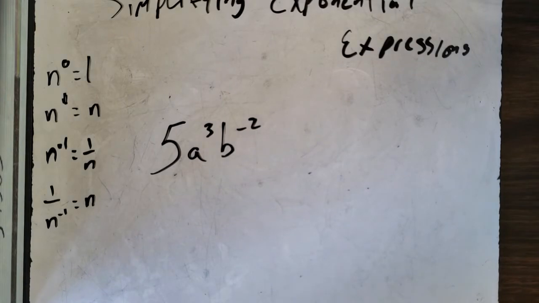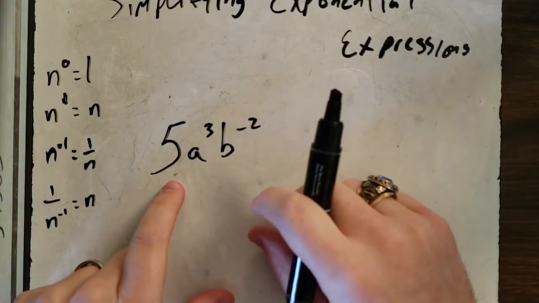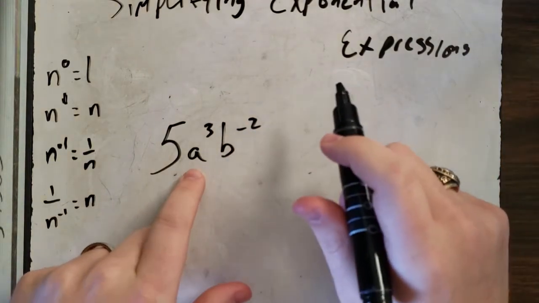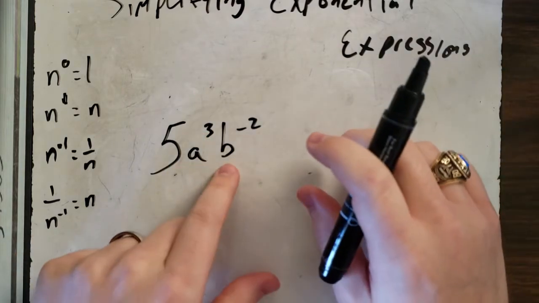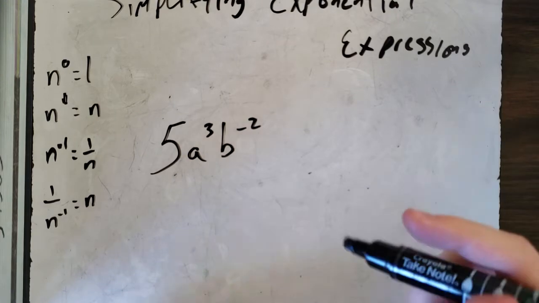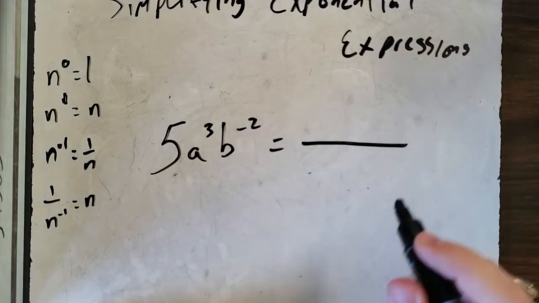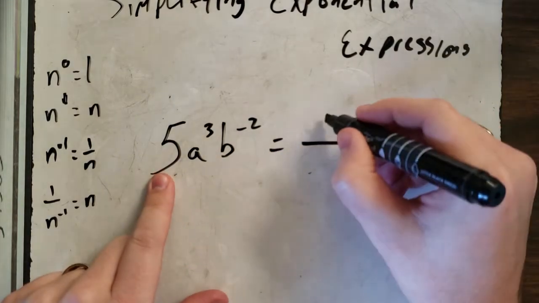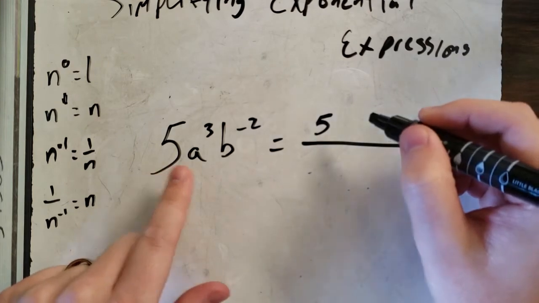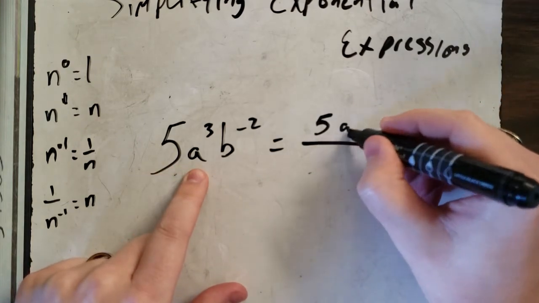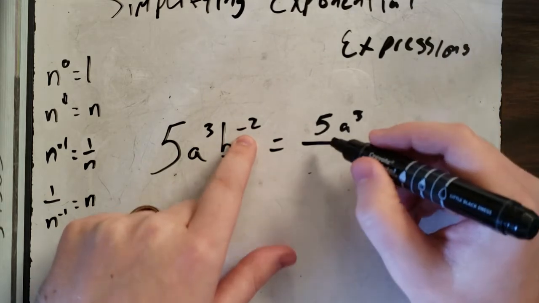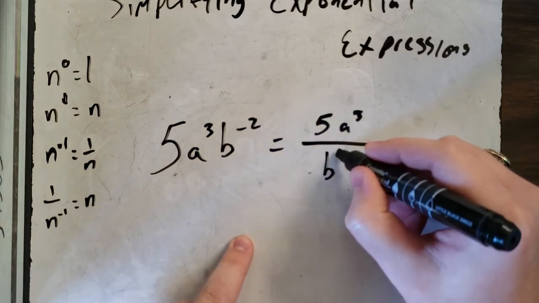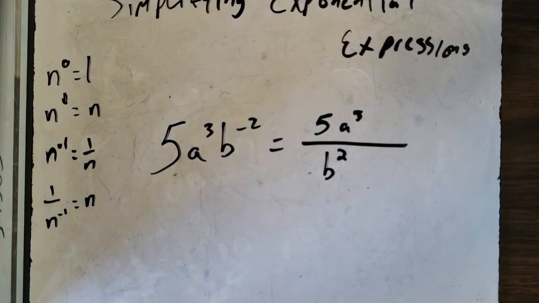Okay, so look at the exponents. The 5 doesn't have one, it stays. The a has a 3, it's a positive exponent, it stays. Our b has a negative exponent, has to be flipped. So if we draw our fraction bar, okay, our 5 doesn't move, it stays. Our a to the 3 doesn't move, it stays. But our b has a negative exponent, has to go on the bottom, flipped, exponent stays as 2.